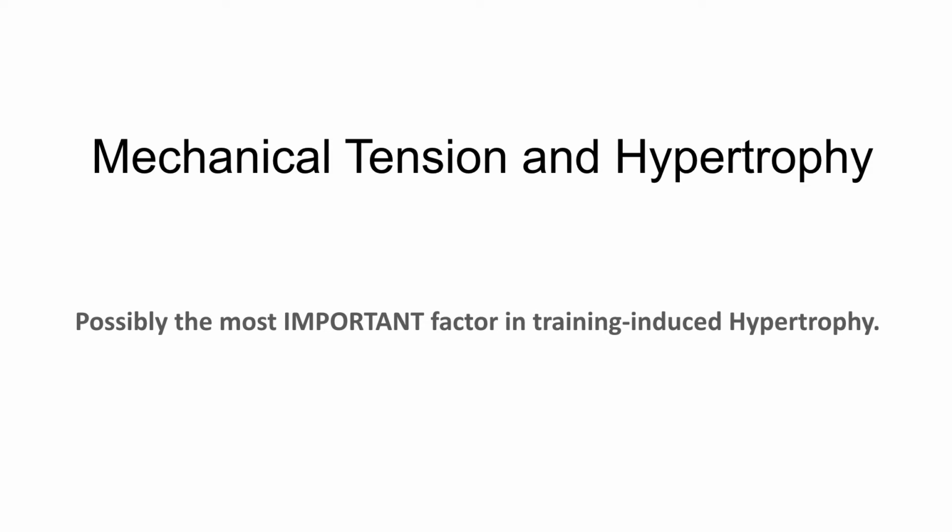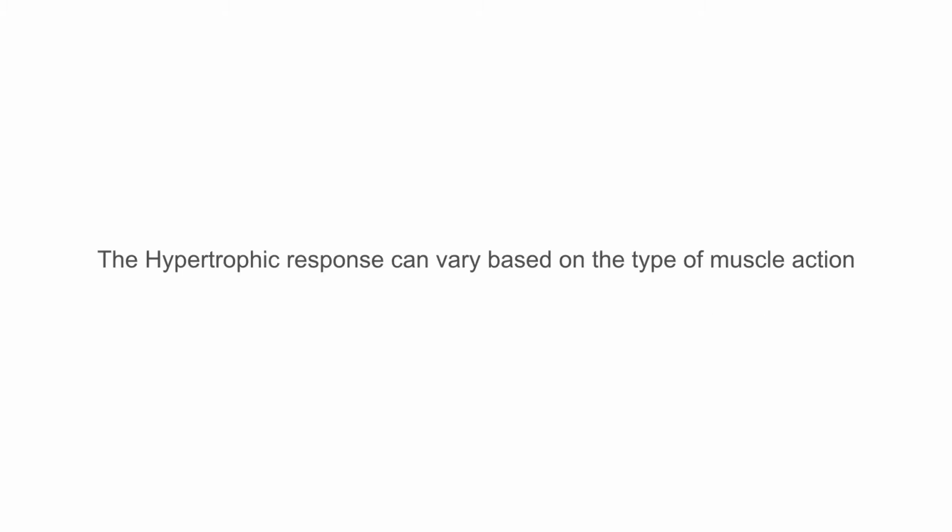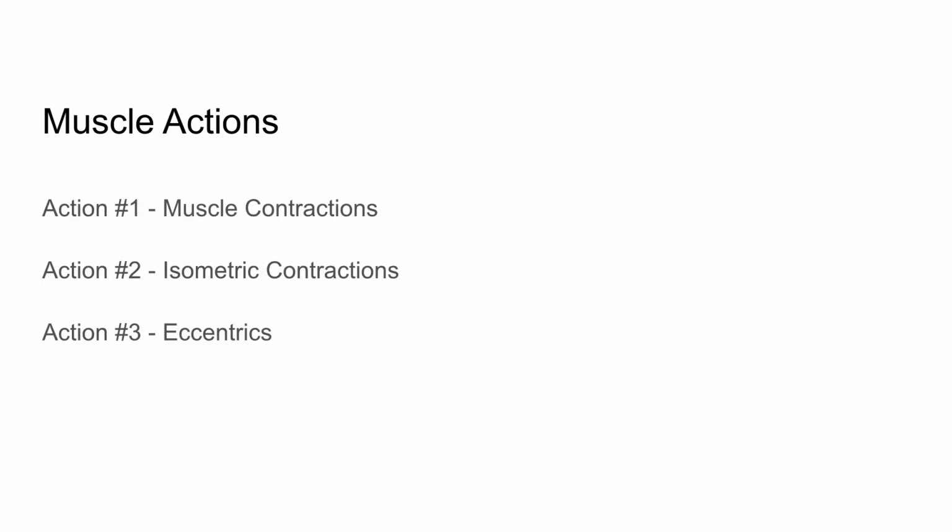Now, we're going to dig into some of the magical components to mechanical tension and why it's possibly the most important factor in muscle hypertrophy. The hypertrophic response can vary based on the type of muscle action. What this means is that there are three specific actions a muscle can perform.